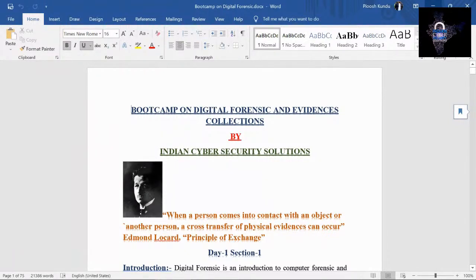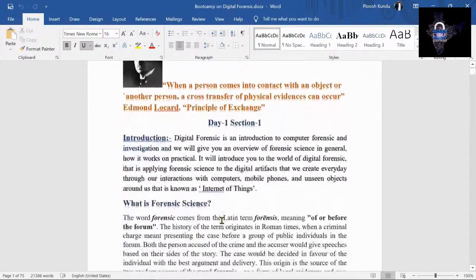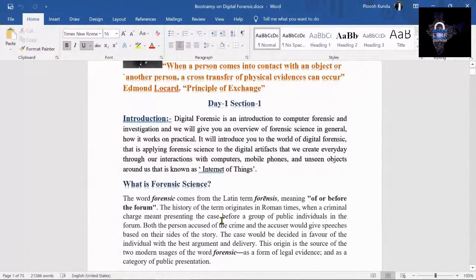The first thing that comes is a great quote: when a person comes into contact with an object or another person, a cross transfer of physical evidence can occur, given by Edmond Locard, the principle of exchange. Now we give you the introduction to digital forensics. Digital forensics is computer forensics and investigation.